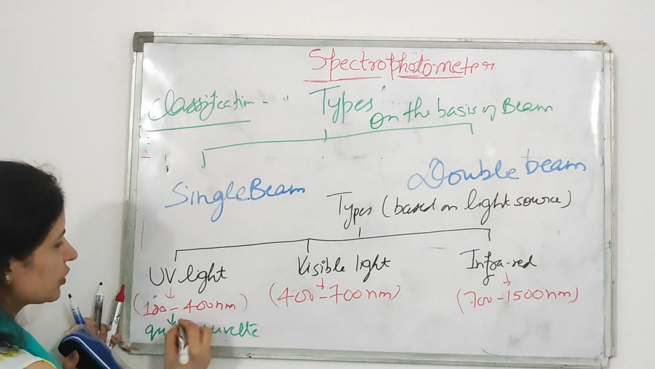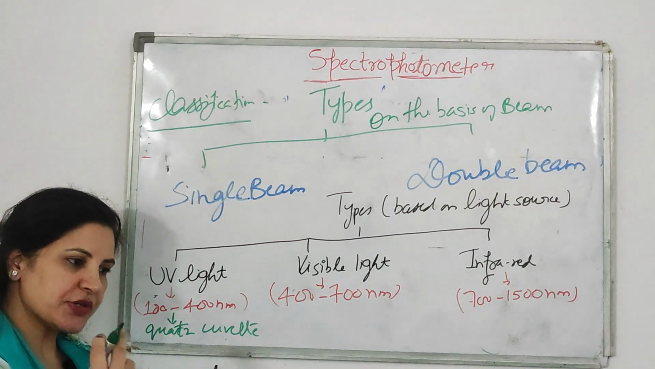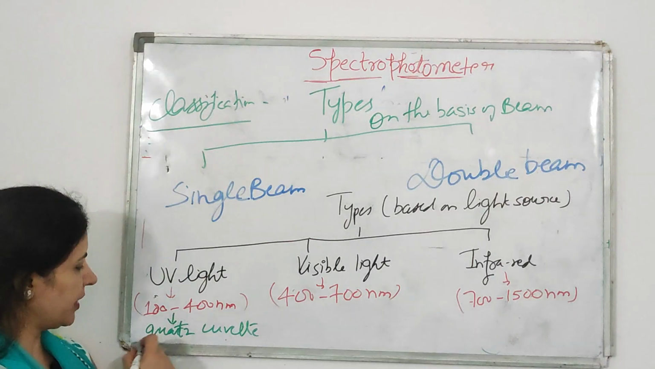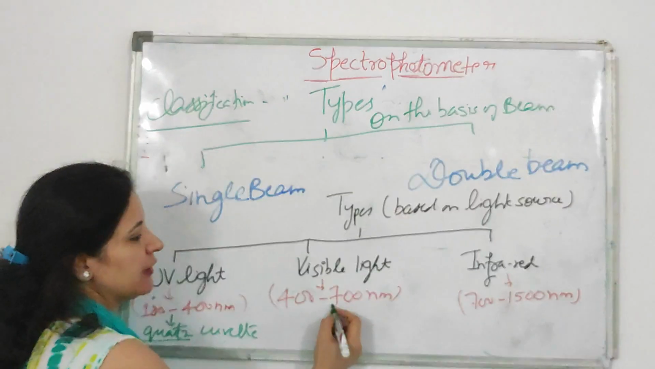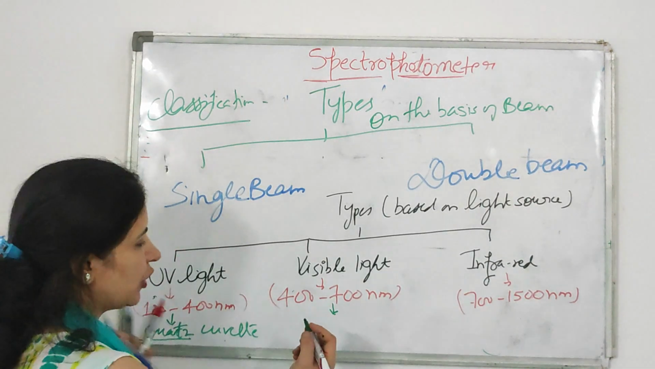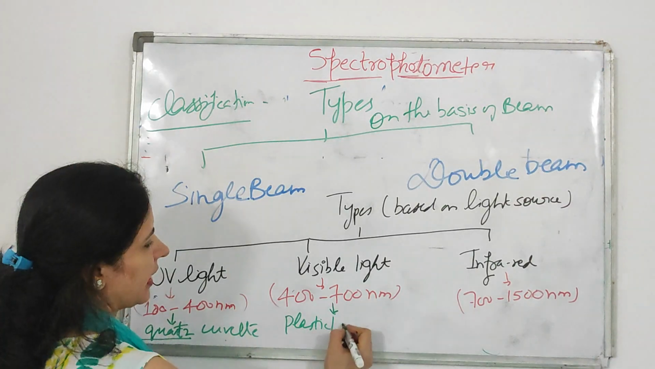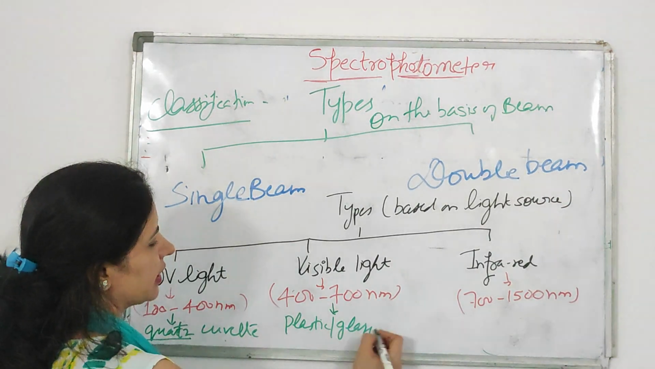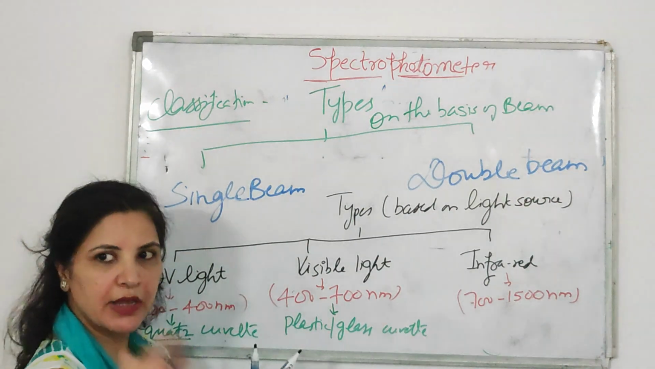Quartz is the material. If you are using a UV light spectrophotometer, then the cuvette which you will use in the spectrophotometer is made up of quartz. In visible light, what kind of cuvette will you use? You will use either a plastic or glass cuvette.